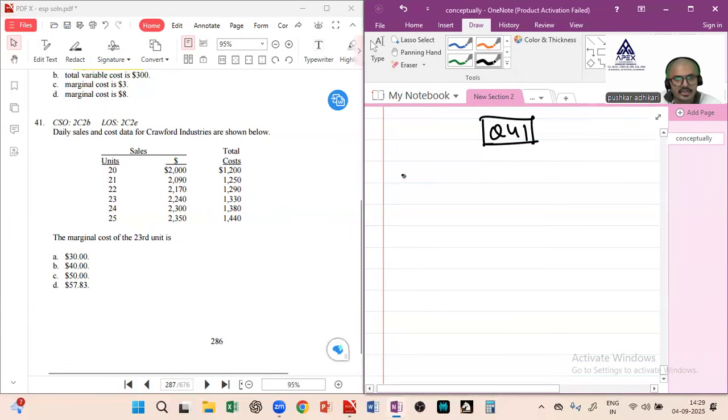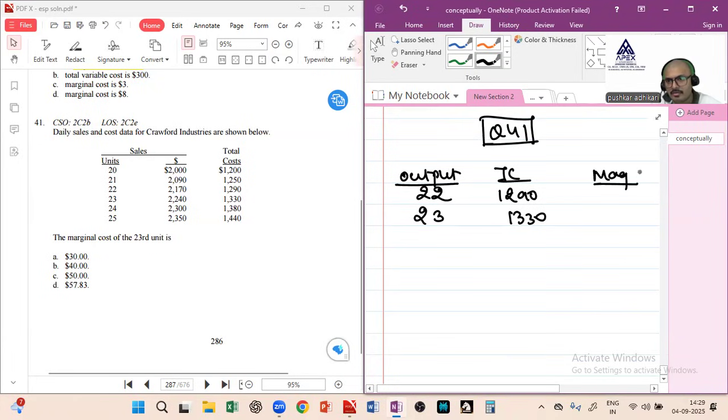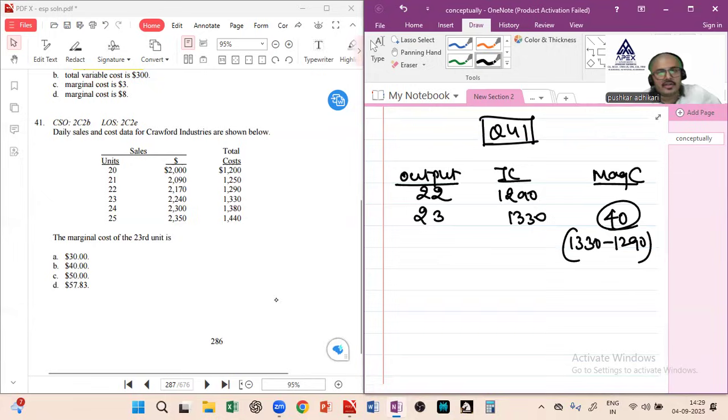Since I made a mistake, I'll write it down. We are looking at which unit? 23rd. So I will write output over here, 22. We are looking at marginal cost. Total cost for 22 is how much? 1290. And for 23 it is 1330. So what will be my marginal cost? It will be 1330 minus 1290. So the answer over here will be 40. So I have rectified my small error.